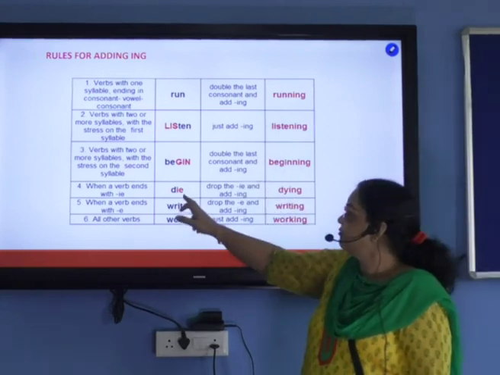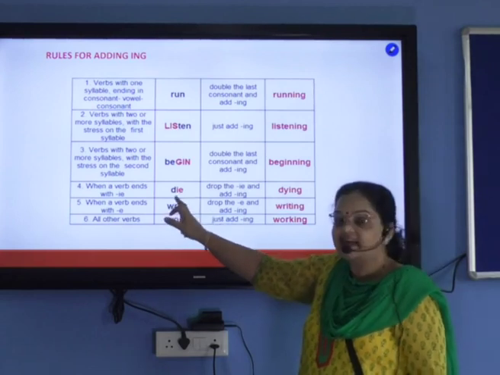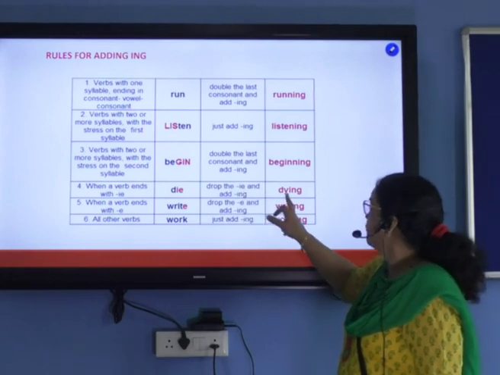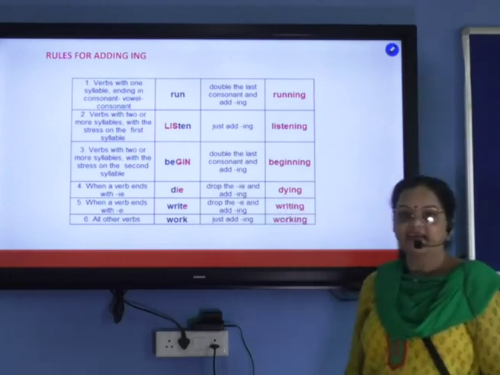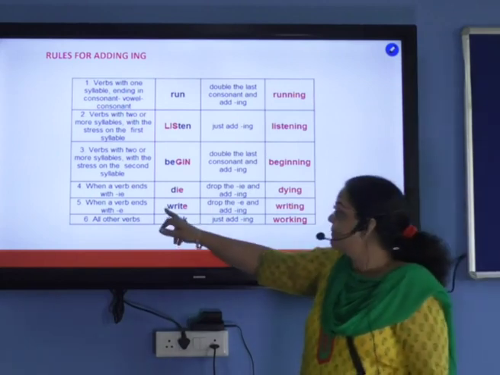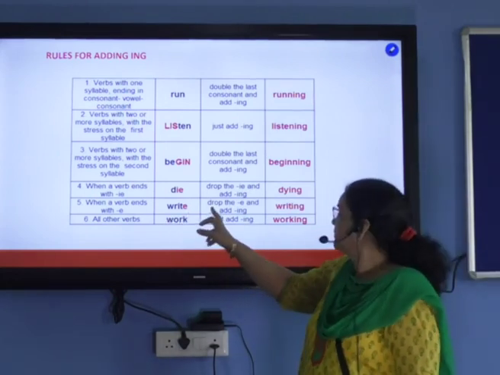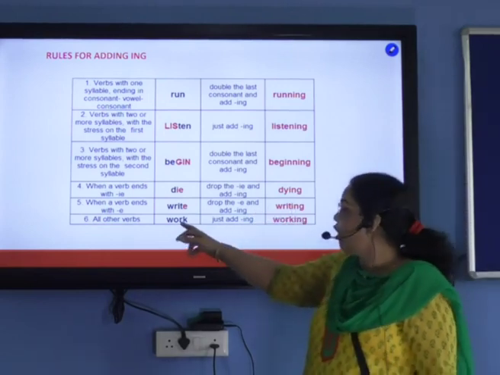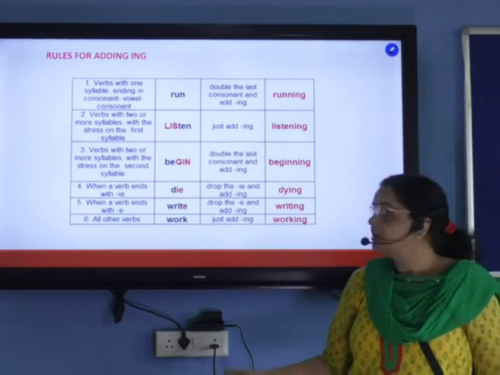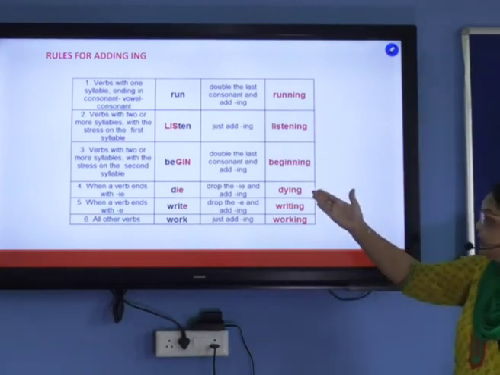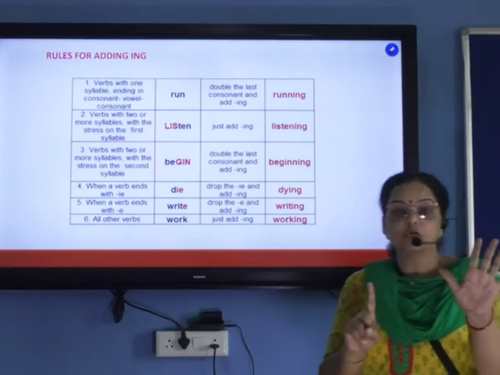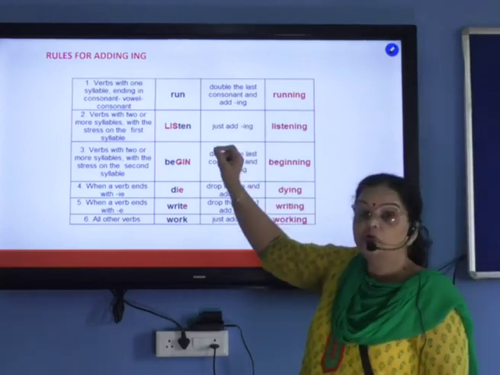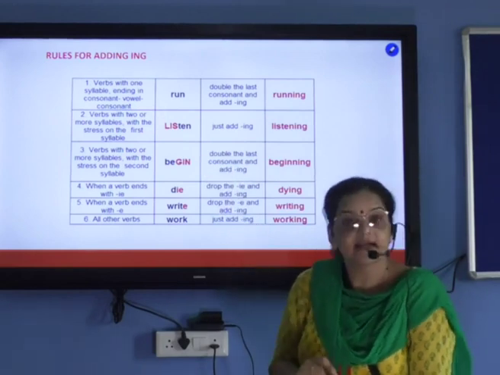So very simple. And when a verb ends in ie, simply drop the ie and change it into y plus ing. Dying. Okay. When the verb ends in e, then drop the e and add ing. And for all others, you can just add ing. So how many rules are there? 1, 2, 3, 4, 5, 6. Only 6 rules are there and they will never let you make a mistake whenever you are using ing. That is continuous tense.